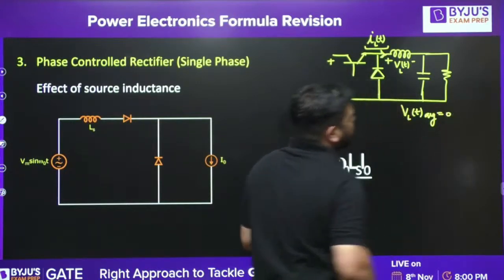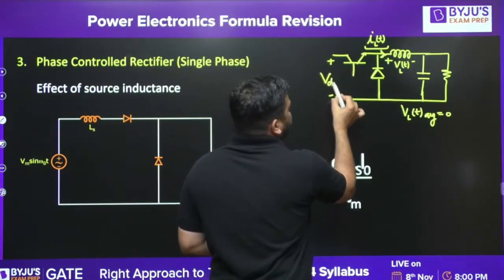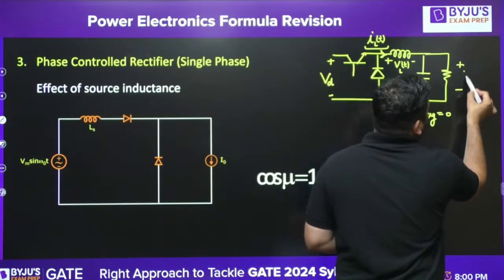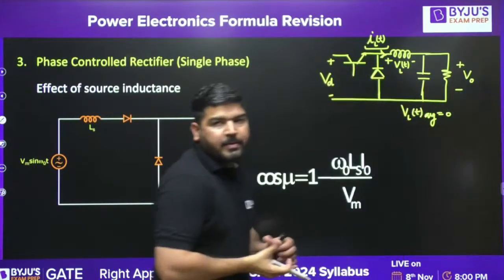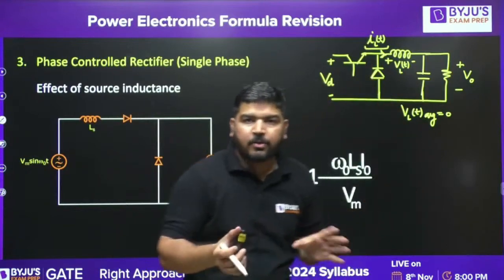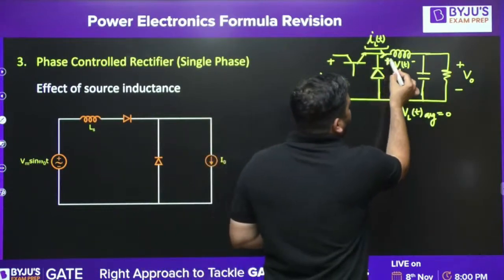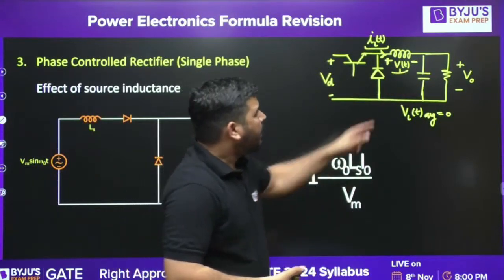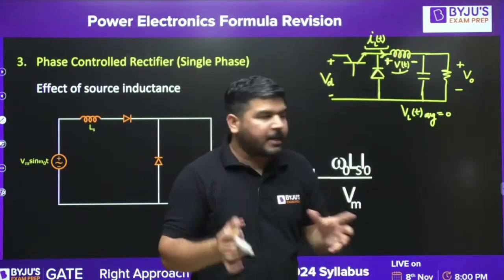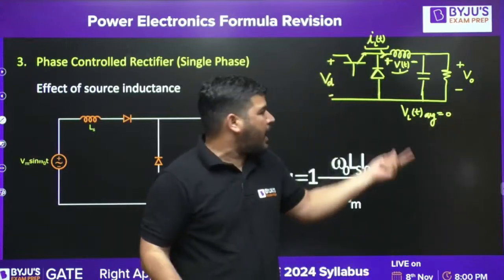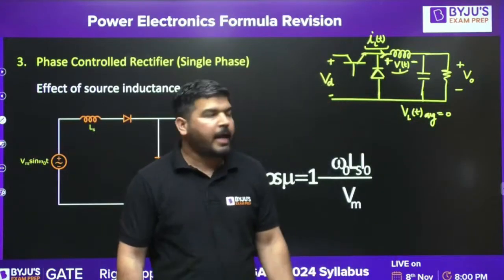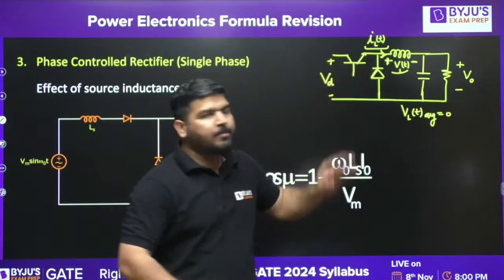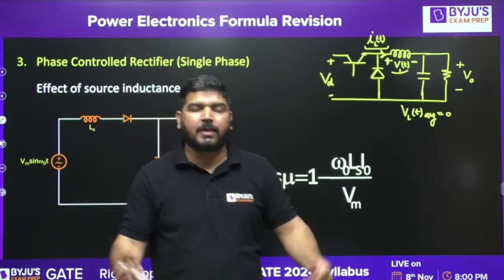So what we do to find the relation between this supply voltage and this output voltage is, you just plot the wave shape of VL(t). If the wave shape of this VL(t) is plotted, you just put the average value equal to 0, and you will get the relation of output voltage and the input voltage. There is no problem. It's very simple.